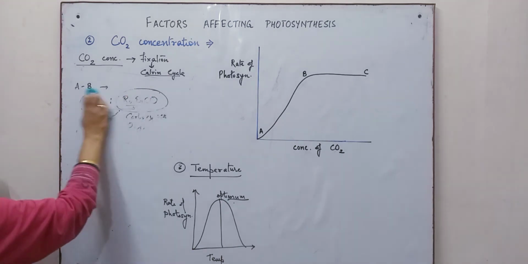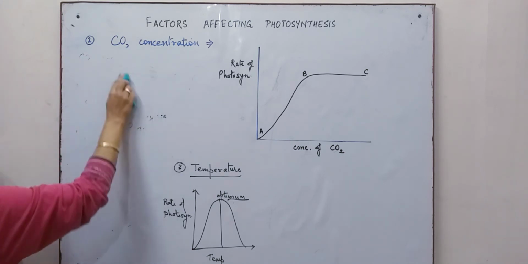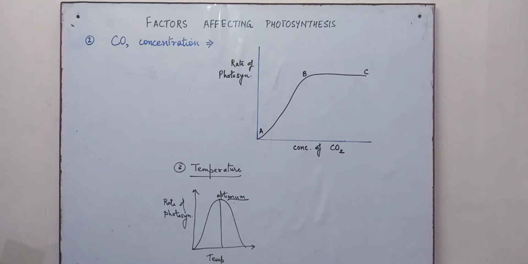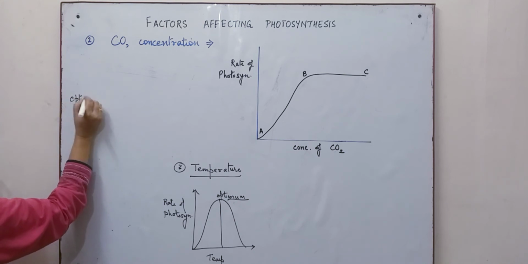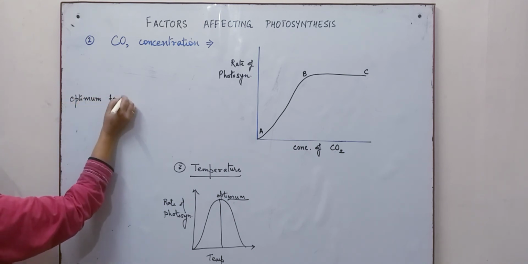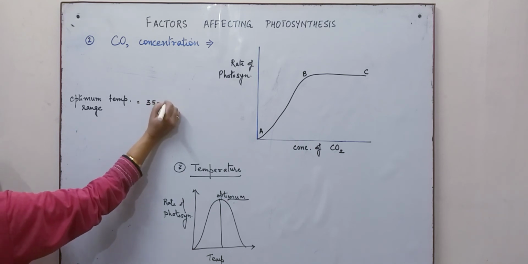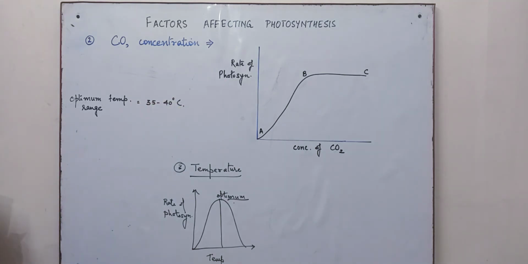involves various enzymes. So the various enzymes which take part in this are greatly affected by the increase or decrease of temperature. So the optimum temperature range for photosynthesis is 35 to 40 degree Celsius. At this temperature, the plants are known to have good or effective rate of photosynthesis. Now, as we see over here, the rate of photosynthesis increases with the increase in temperature. As the temperature is increasing, the rate of photosynthesis is increased.